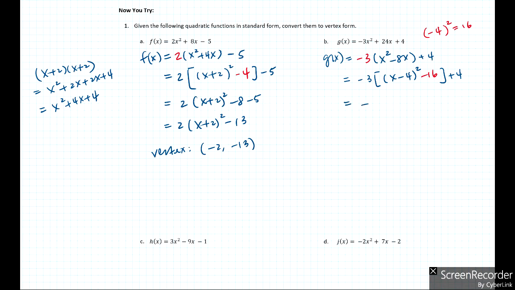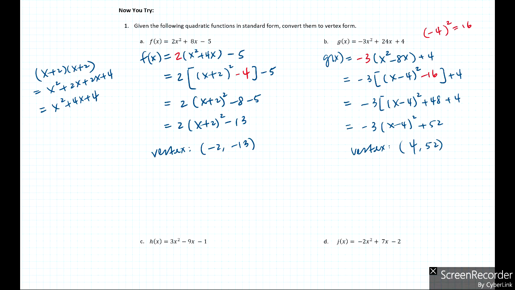To clean this up, we would have negative 3 times x minus 4 squared plus 48 plus 4. So we would get negative 3 times x minus 4 squared plus 52. So the vertex form, or the vertex, if we want to find it, will be 4, 52.